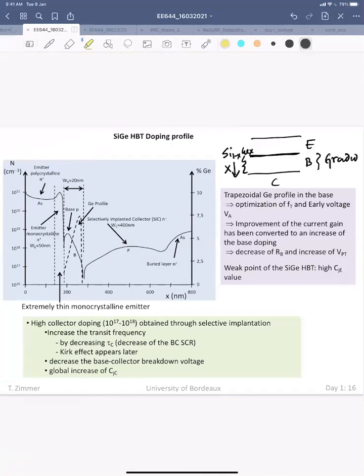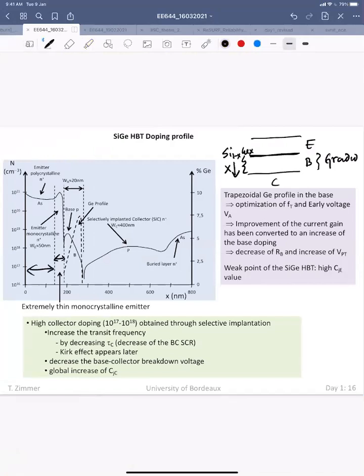As you're telling, this is how the HBT doping profile looks. I have an emitter which is heavily doped, right? And the emitter has two components. One is the polysilicon emitter, this part, and this is the monocrystalline, single crystalline emitter.